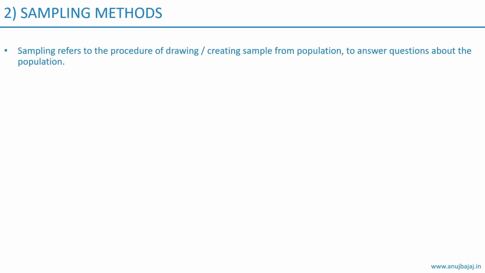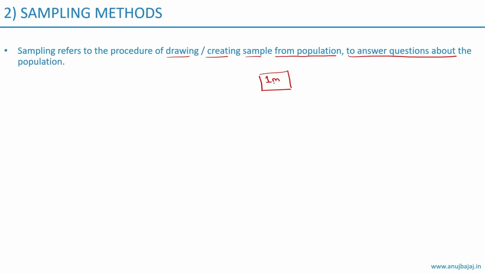Section 2 Sampling Methods. Sampling refers to the procedure of drawing or creating samples from the population data to answer some questions about the population. So for example, if we want to find out on an average how much does each household spend on groceries. Suppose we are surveying the United States of America. Suppose the United States has approximately 1 million households.